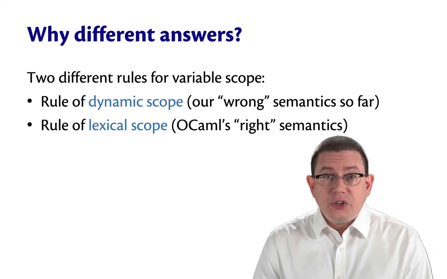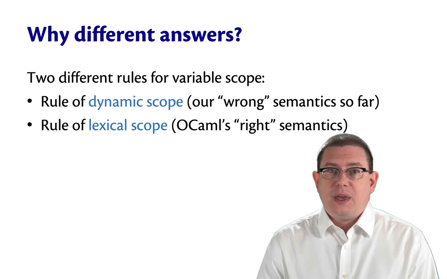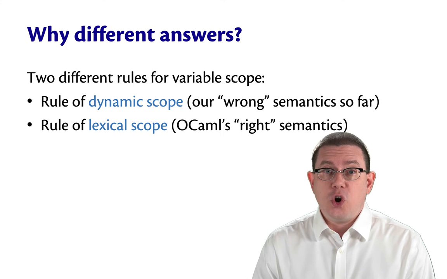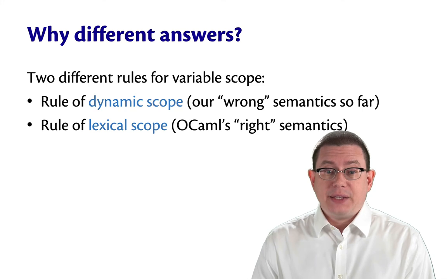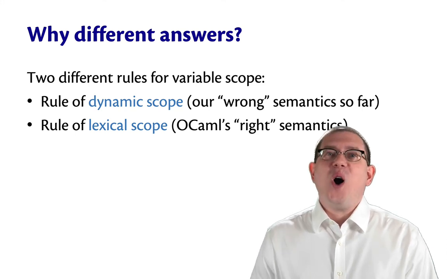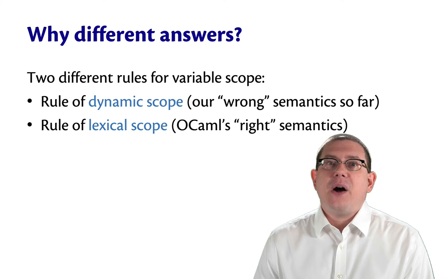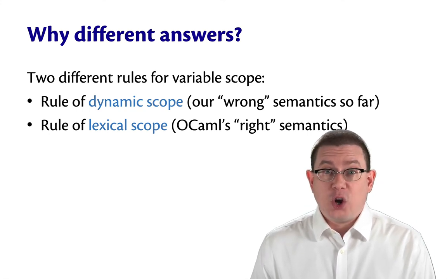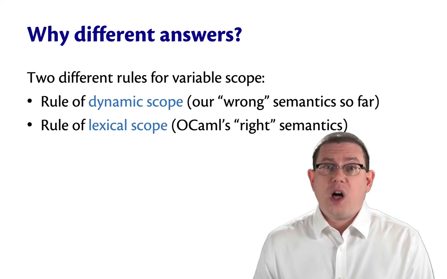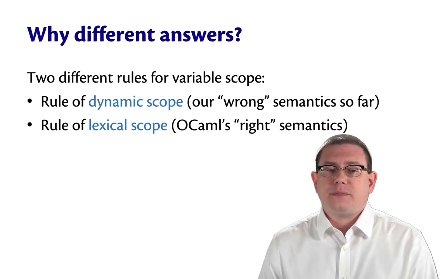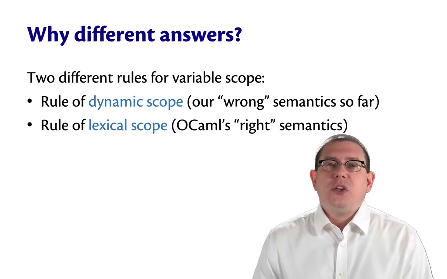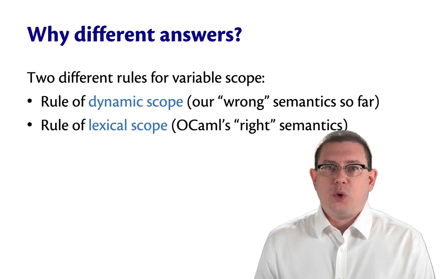So why are we getting two different answers? It's because there are two ways of defining variable scope that we're exploring right now. One is called the rule of dynamic scope, and that's what our, quote, wrong semantics has been using so far. Now, I'm going to backpedal a little bit here. It's not that it's wrong, it's that it's not what you expect according to OCaml's semantics. We'll come back to that later and discuss it more. The OCaml semantics, or the quote, right semantics, uses what's called the rule of lexical scope.